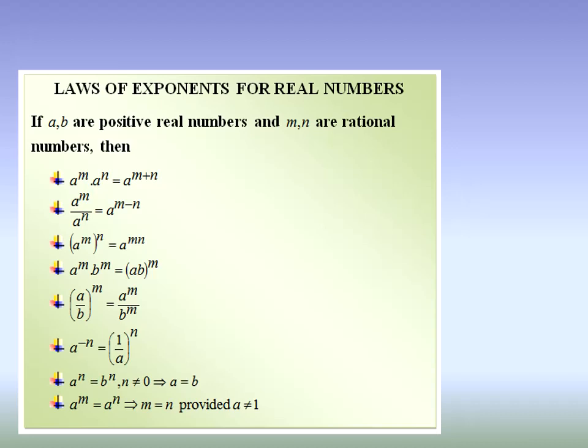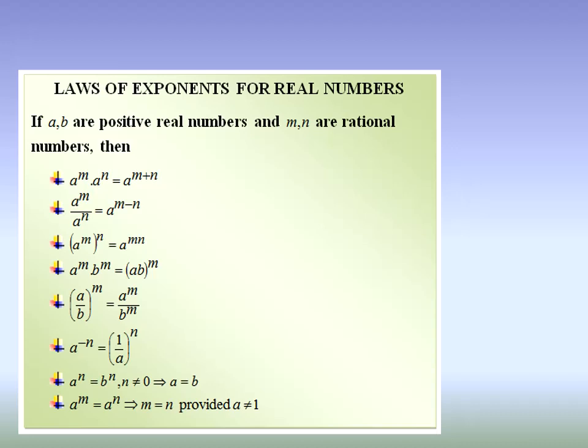Now some basic rules. If a, b are positive real numbers and m, n are rational numbers, then a to the power m into a to the power n is equal to a to the power m plus n. So when the bases are same and the powers are different at the time of multiplication, powers are added. a to the power m divided by a to the power n: bases are same, powers are different, and for the time of division, powers are subtracted.